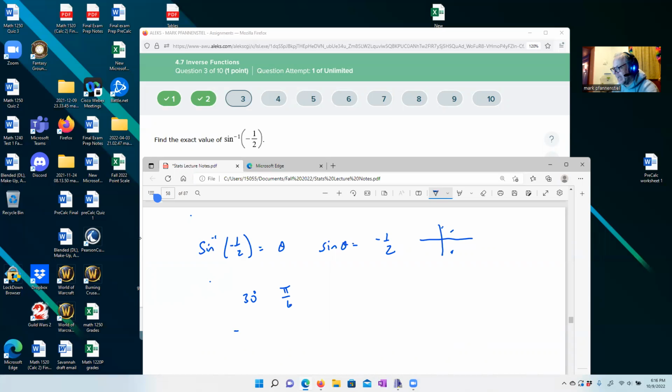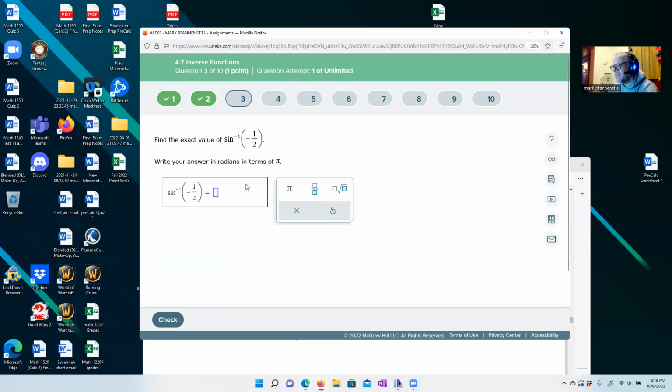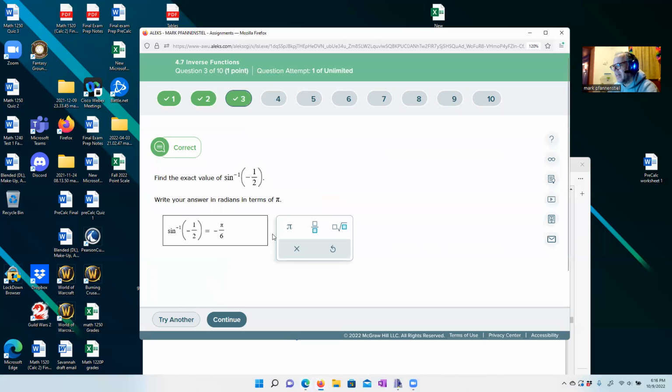But we're also going to get negative 30 degrees or negative pi over 6. So we're going to write a negative pi over 6 because we don't have a degree to type in. So we're going to say this is equal to negative pi over 6. Check. And look at that.